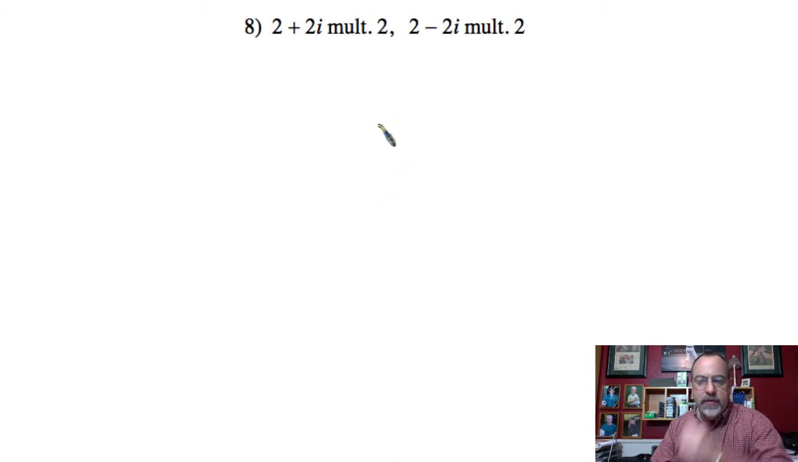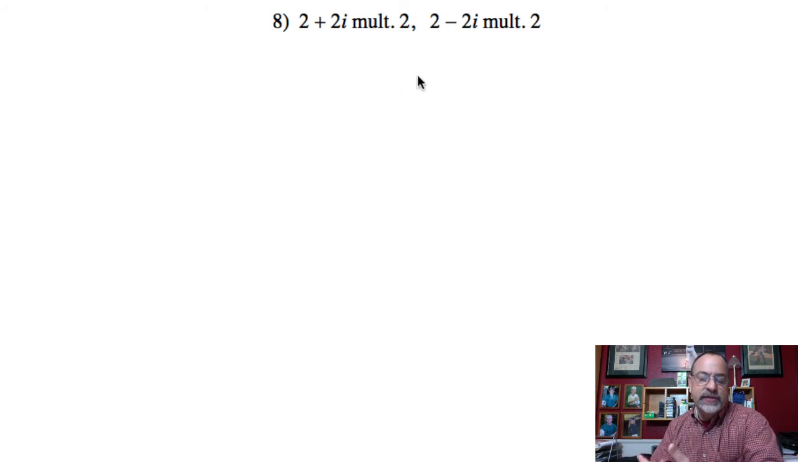All right, again, we have a couple things going on here. We have a multiplicity of 2 for this one, and we have a multiplicity of 2 for this one. Now this is interesting because these are conjugates of each other. So this is 2 plus 2i and 2 minus 2i. So does that mean I have 4 of them, or does that mean I just have 2 of them? That's a very good question. And really, it answers itself.